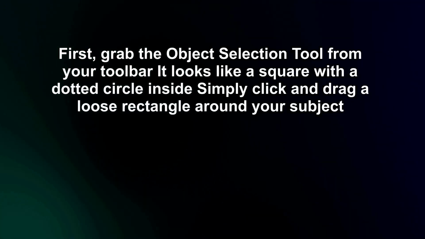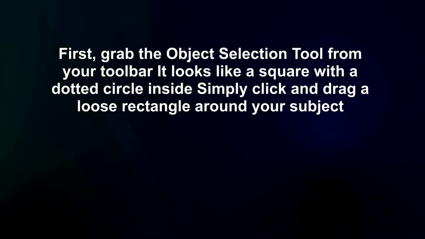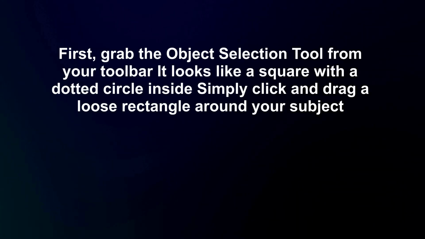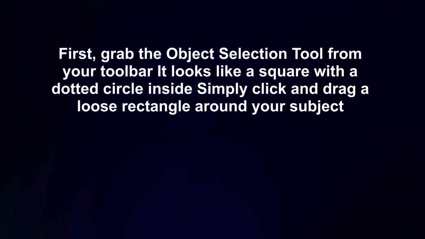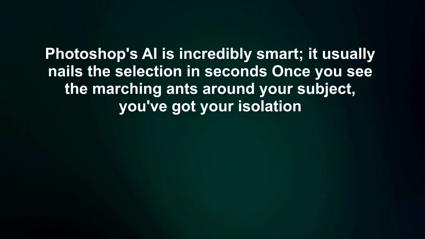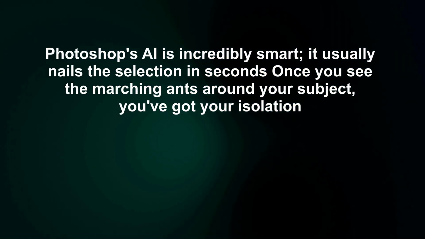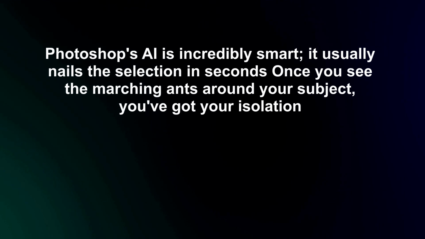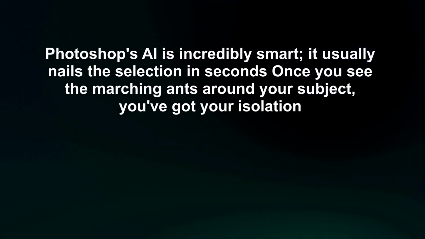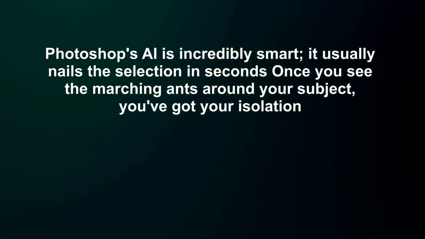First, grab the Object Selection tool from your toolbar. It looks like a square with a dotted circle inside. Simply click and drag a loose rectangle around your subject. Photoshop's AI is incredibly smart. It usually nails the selection in seconds. Once you see the marching ants around your subject, you've got your isolation.